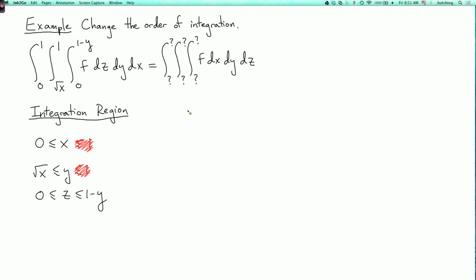So first of all, what is the boundary of this region? The boundary of this region consists of various surfaces. And these surfaces are given by setting any of these inequalities to be an equality. So the boundary surfaces are where 0 is equal to x, square root of x is equal to y, 0 is equal to z, and z is equal to 1 minus y. So now we can sketch these to get a look at the region.